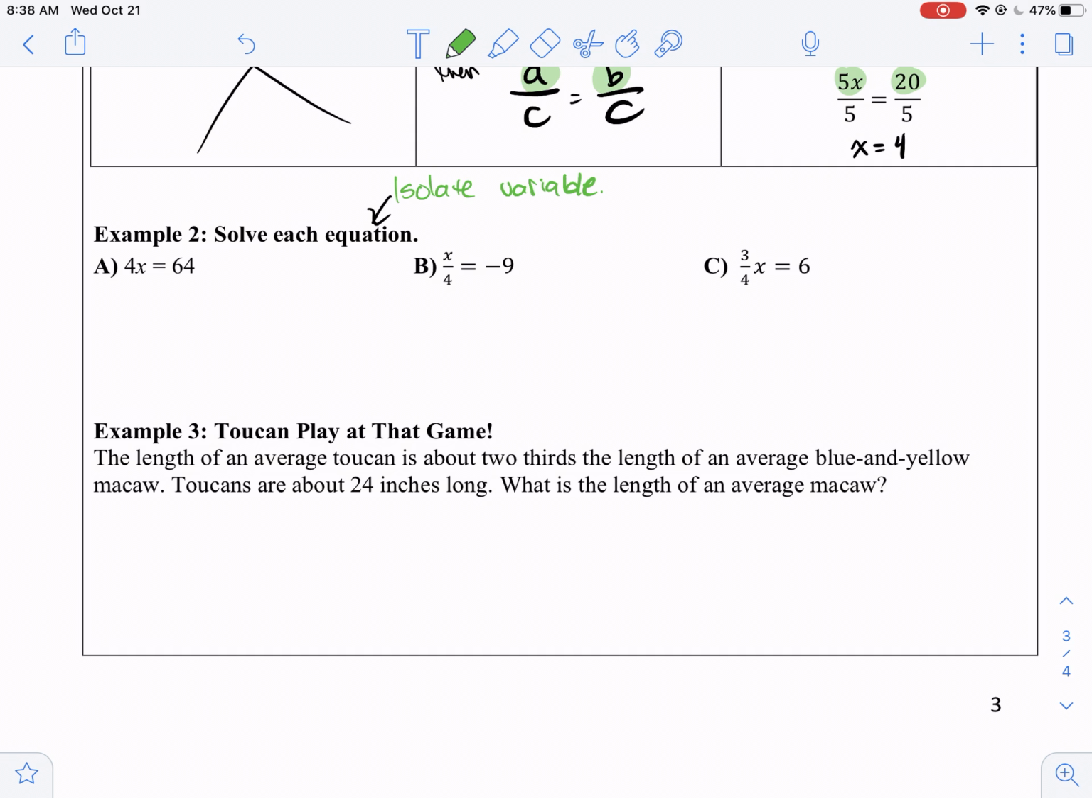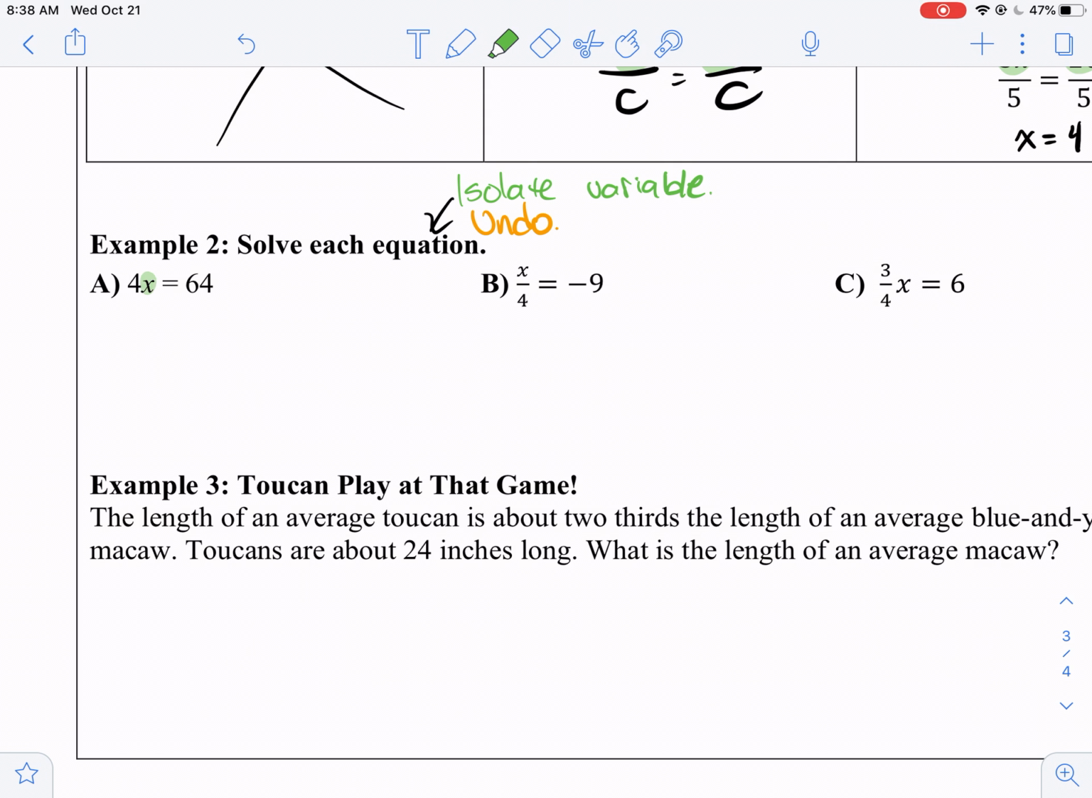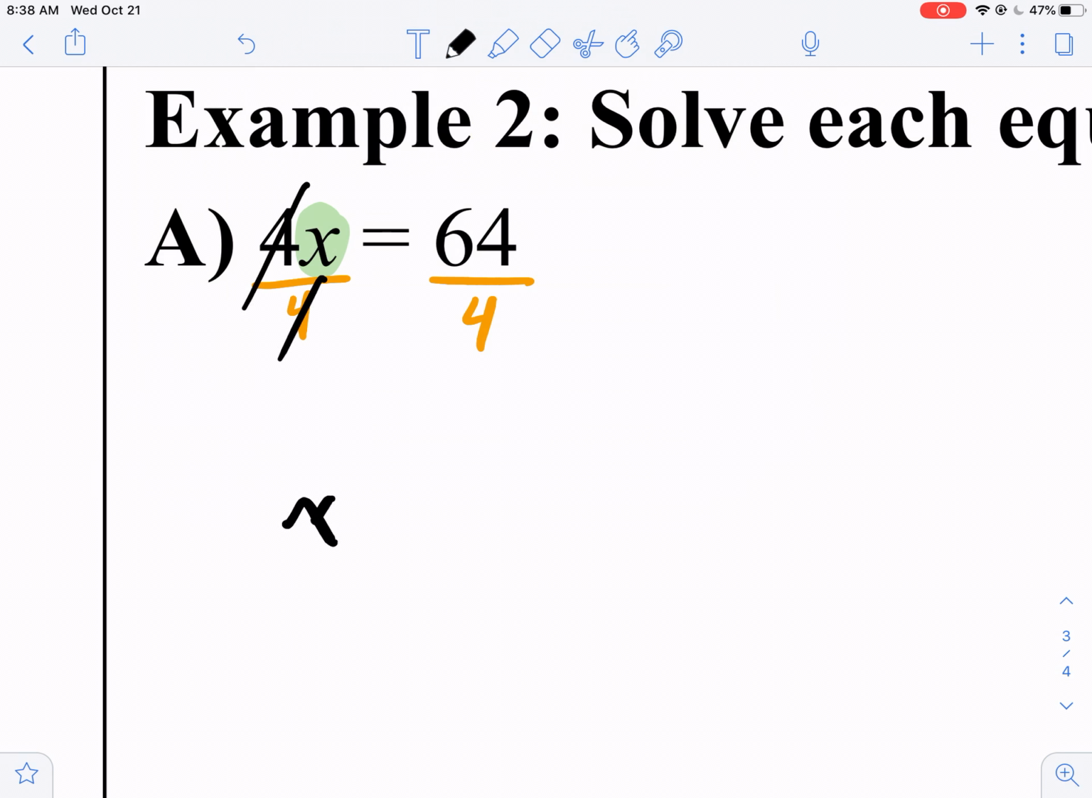And how are we going to isolate the variable? We want to undo what's happening to our variable. So here, we want to get x all by itself. What's happening to our x? Well, it's multiplying by 4. So we need to divide by 4 on both sides. The 4's will cancel out, giving us that x equals 16.